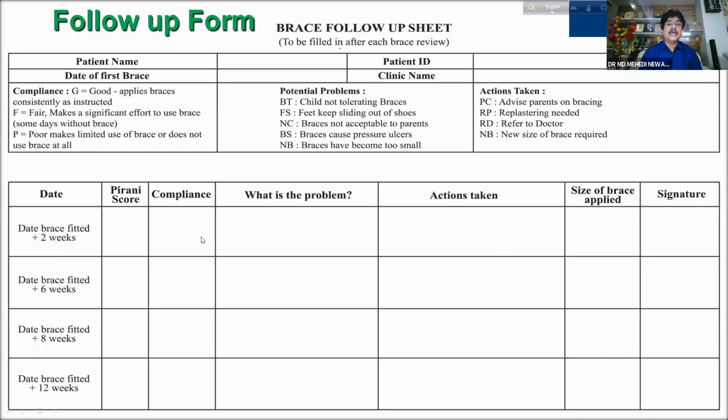We fill it in. Everything is written here: patient ID, patient name, brace type, status, Pirani score. What was the Pirani score? Compliance. What is the problem? What action we have taken, and what is the size of the brace, and last, the doctor's signature. That is a very tabulated form, and we have to maintain this.